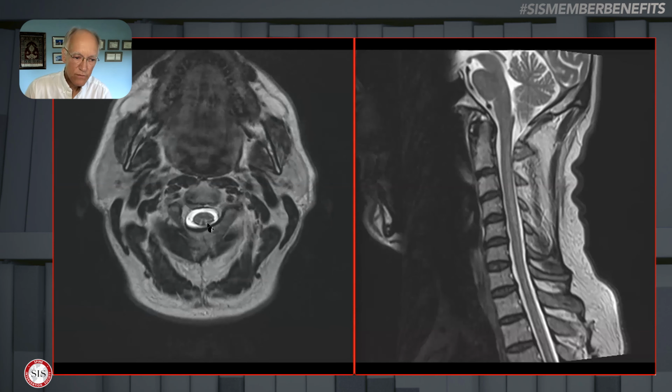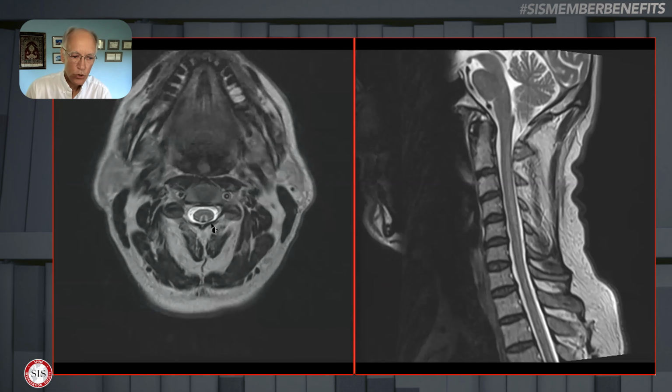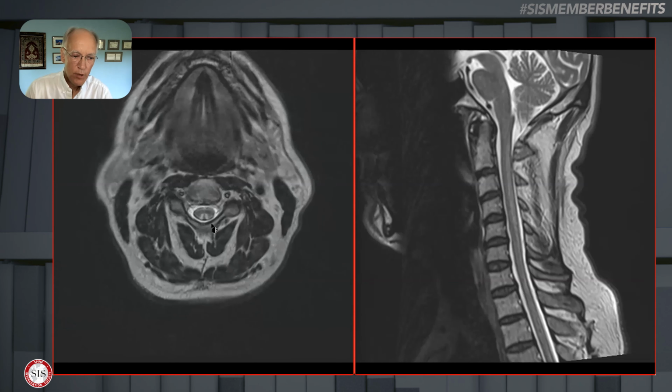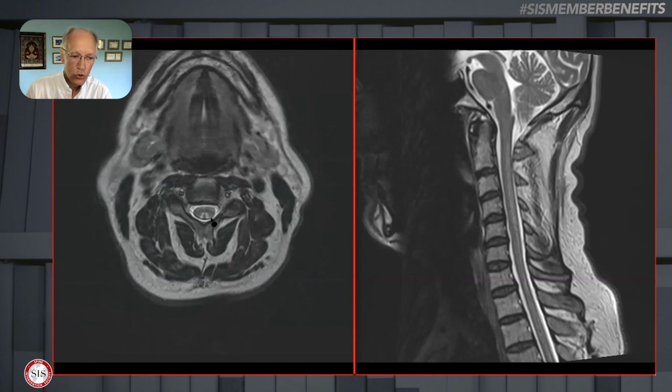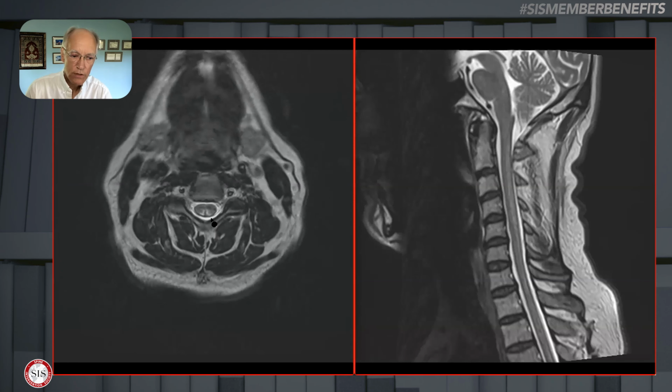You can see those very nice bands of hyperintensity, which correspond very tightly to the dorsal columns of the cord. Maybe a little extension laterally here as well, but otherwise dorsal columns pretty exclusively.